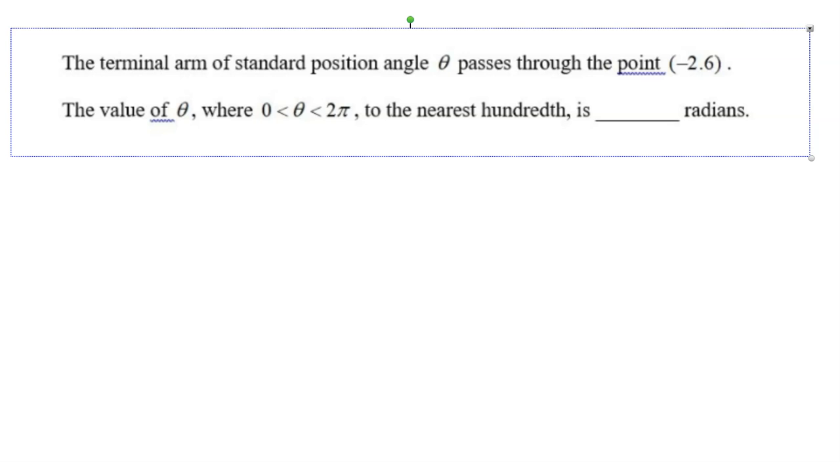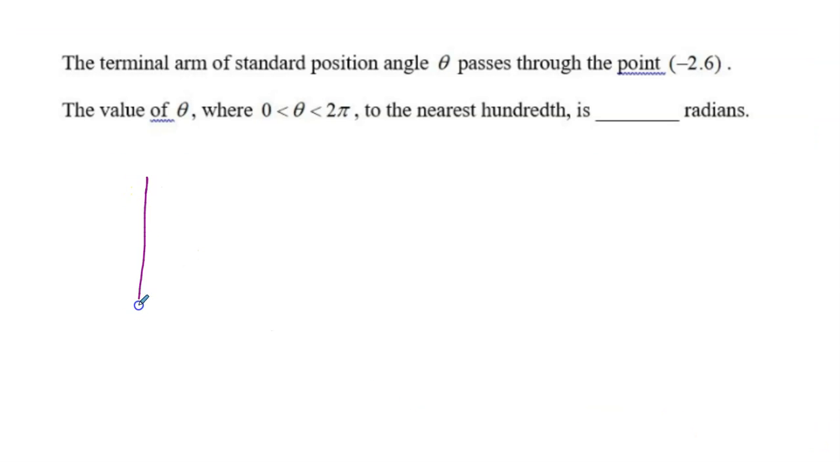The terminal arm of a standard position angle theta passes through the point negative 2, 6. All right, I'm all about the diagrams. So this will be the point negative 2, 6. That will be the terminal arm. That will be the standard position angle theta. Find the value of theta, where theta is between 0 and 2 pi.